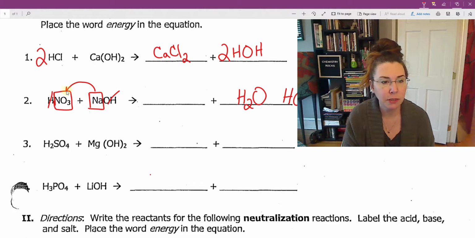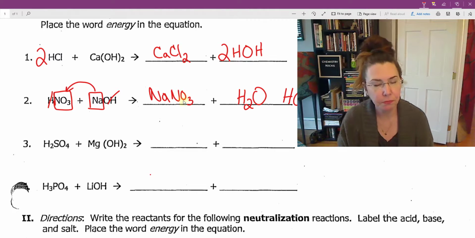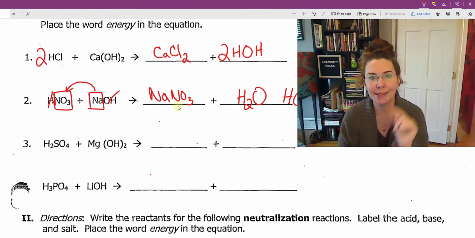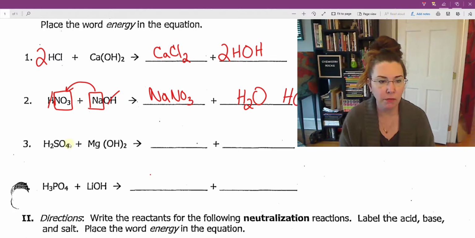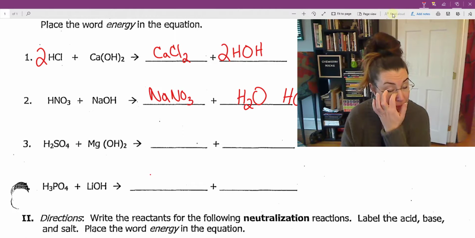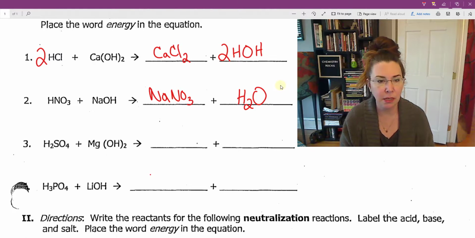What do we have left? We have a sodium and a nitrate. They are going to combine to form my salt. Now, I don't need any additional subscripts here because the charge on a sodium is +1. The charge on a nitrate is -1. I'm going to get rid of all this extra stuff so we can focus on our balancing. And if we look at it, we don't need to do anything in our balancing because everything's in a 1-to-1 ratio.